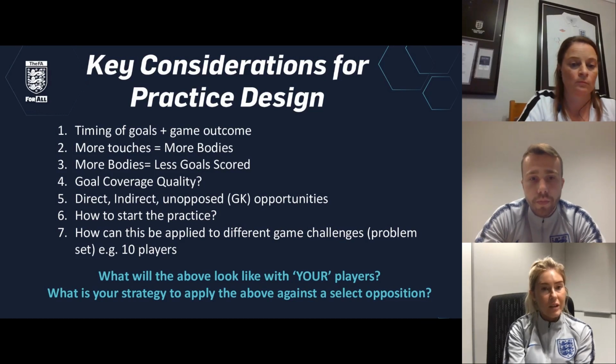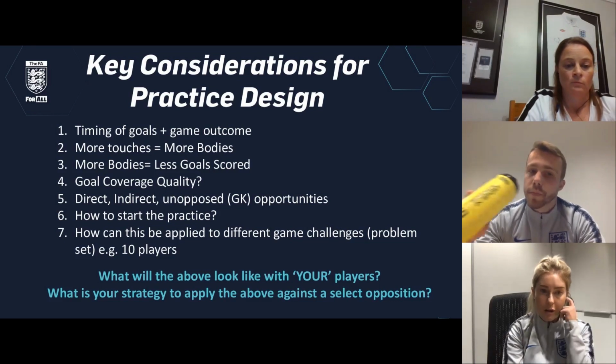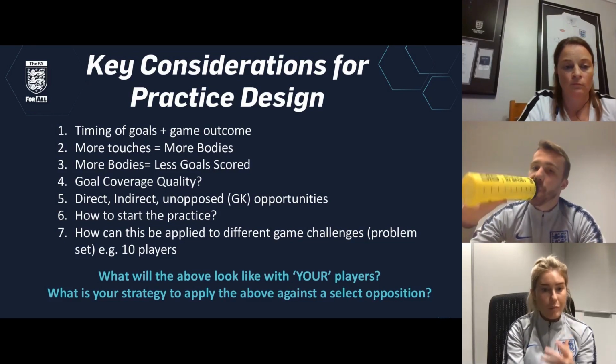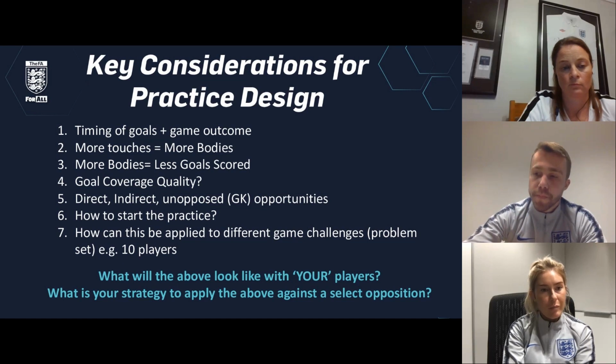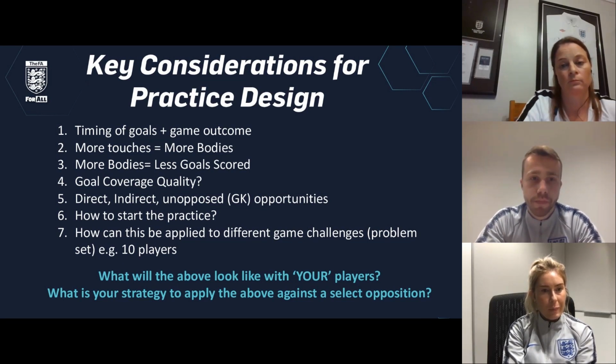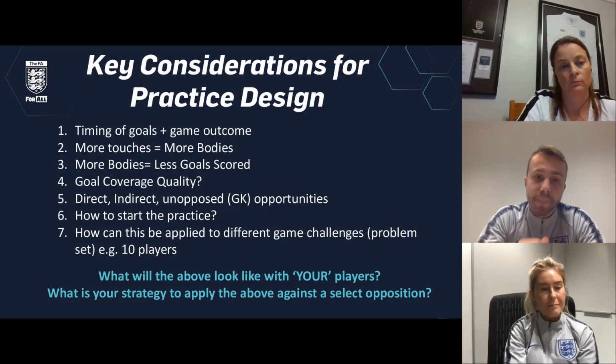And then just linking onto this, to summarise everything in one, we've gone through the first 4 key messages quite early on in the webinar. But just to recap some of those: in terms of the timings of the goal and the outcome, how often do we consider that? More touches equals more bodies, and more bodies hopefully will equal fewer goals from what the data is telling us. Goal coverage and the quality, what does that look like? And are we considering the goalkeeper within that?